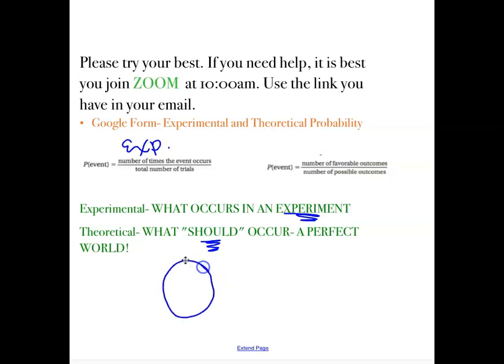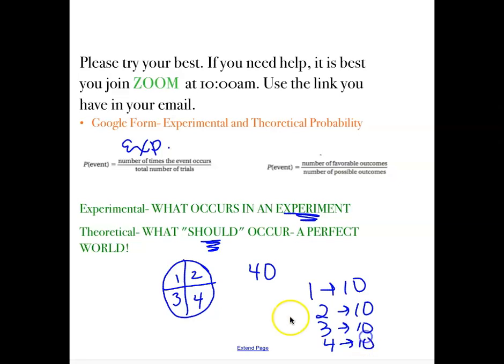So one more time, if I have a spinner that has equal sections 1 through 4, theoretically, if I spin this 40 times, a 1 should come out 10 times, a 2 should come out 10 times, a 3 10 times, and a 4 10 times, because theoretically they all should come out an equal number of times. But if I were to take this spinner and do it, that might not be the case for experimental probability.